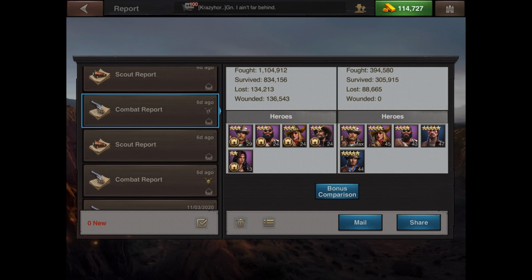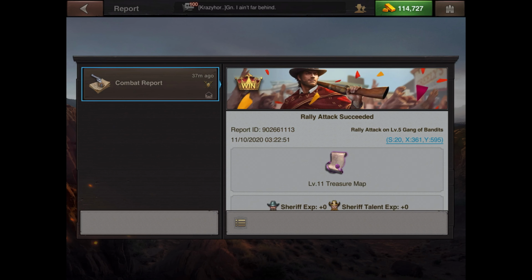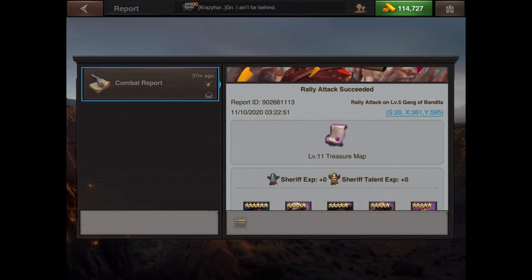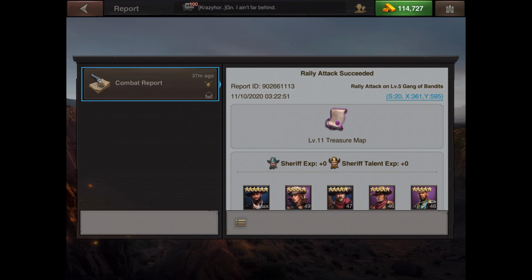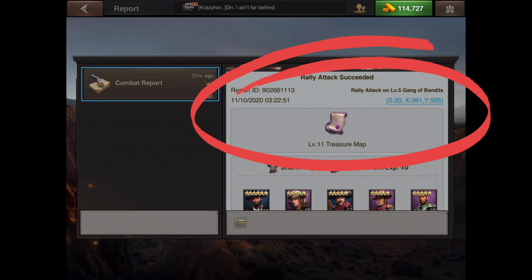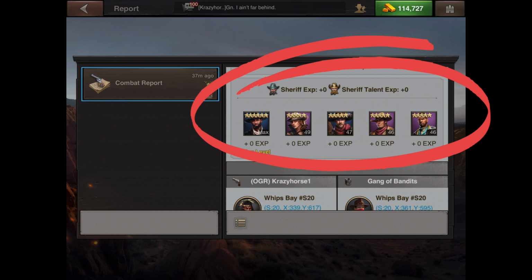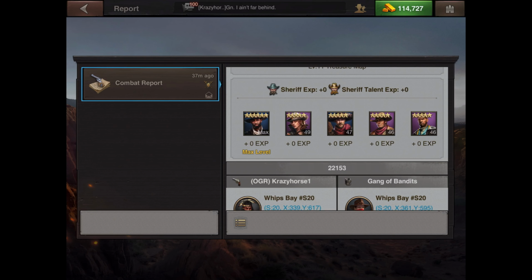Now, when you go back and you're reading a report, you can start looking at all of the different reports, like Gang of Bandits, people hitting others. Let's take a look at this Gang of Bandits. This report is a combat report, but it looks a little different. You can see that in this instance, they won this rally against Gang of Bandits. It shows the location of the Gang of Bandits, the treasure map level they got from it, and the sheriff experience and talent that were received, which is 0. The heroes that were used didn't gain any experience. So you're never going to see that in the Gang of Bandits.